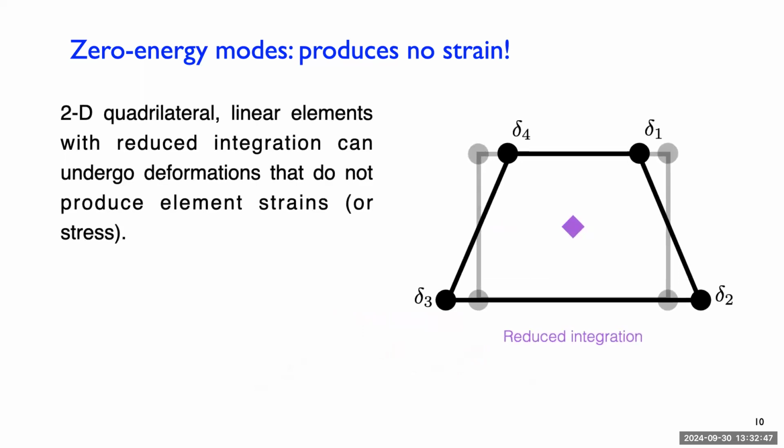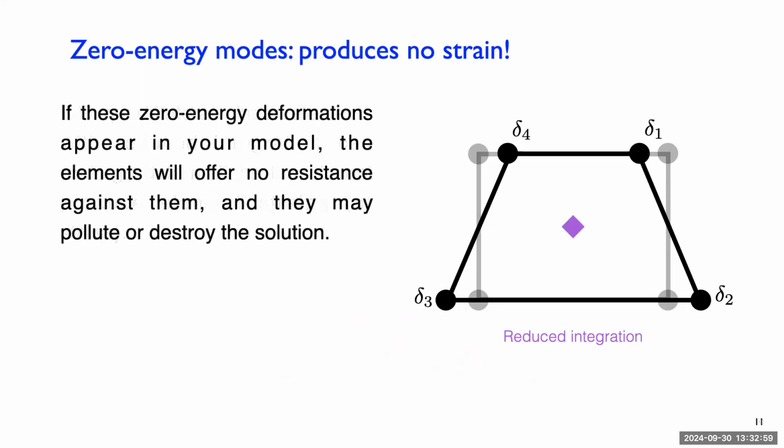So 2D quadrilateral linear elements with reduced integration can undergo deformations that do not produce strains or stress. That's a bad thing. That's not physical, right? And that can happen. So that is one type of what's called a zero energy mode, or a zero energy deformation. And if they appear in your model, if the elements start doing that when you're using these elements, they typically won't go away. They'll just stay there, and they will pollute or destroy the solution. So your answer might end up being nonsense, or you just have this garbage in your model that makes it not very useful.